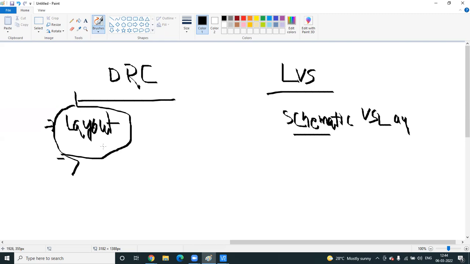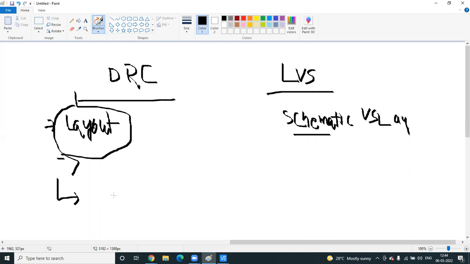Even if the schematic is not there, you can run DRC. Suppose you don't have a schematic, only the layout view, you run DRC, it will work, but LVS will not run. Without a schematic, DRC can run, but LVS will not work. Third point, LVS compares layout versus schematic, but DRC has no link to the schematic.